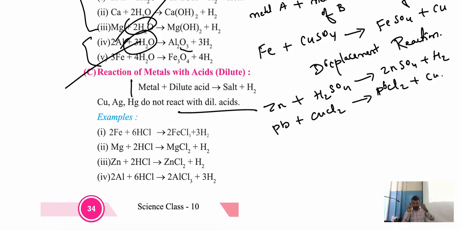Okay. Now, example. Iron reacts with HCl. It gives ferric chloride. Fe means ferrous. Iron reacts with HCl. Which acid is this? Dilute acid. It gives ferric chloride plus hydrogen gas. Magnesium reacts with hydrochloric acid. Magnesium chloride, MgCl2, plus hydrogen gas. Zinc reacts with hydrochloric acid. It gives zinc chloride plus hydrogen gas. Aluminium reacts with hydrochloric acid. It gives aluminium chloride, AlCl3 here. Actually, it's not AlCl2. It is AlCl3 plus hydrogen gas.